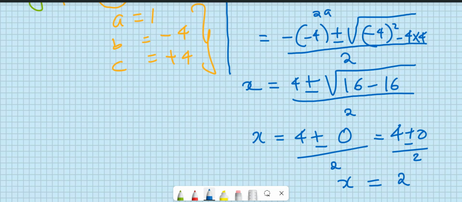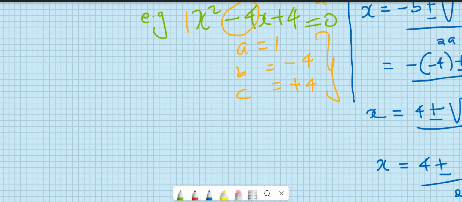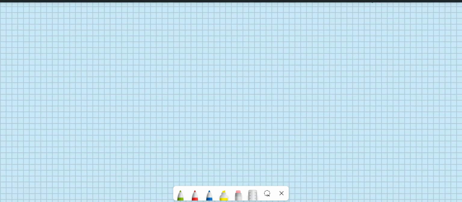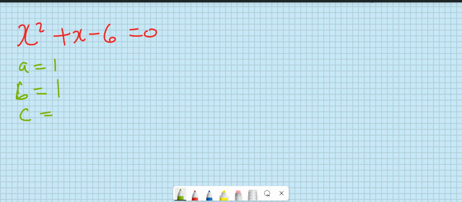I'll give another example, a little bit more complex. Let's do another example: x squared plus x minus 6 equals 0. As I said, the first thing you need to identify is your a, b, and c. So a will be 1, b will be 1 as well, then c equals negative 6. So we have our 3 elements.